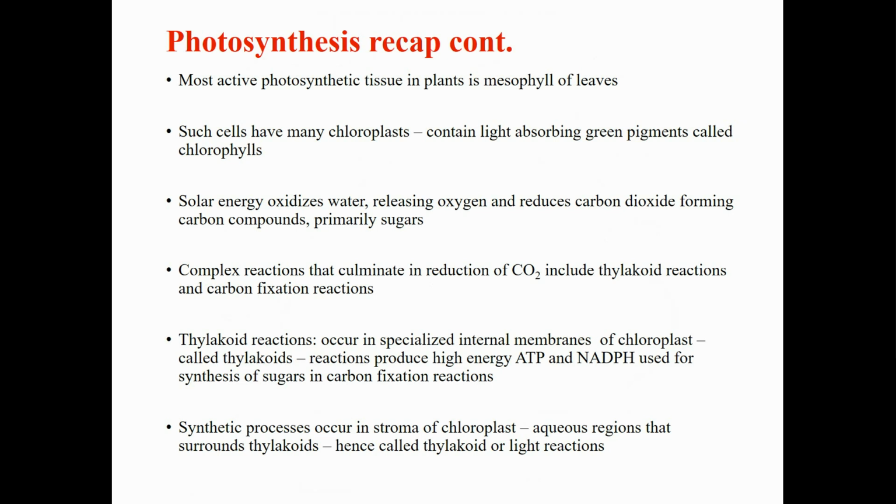But ultimately, from the section, you have palisade mesophyll, you have spongy mesophyll. In those mesophyll tissues, you have cells. In those cells, you have chloroplasts. In the chloroplasts are green pigments called chlorophyll. Why is chlorophyll green? They are green because they reflect the green wavelength. Remember, we're going to get to all of this. They reflect the green wavelength and they absorb the blues and the reds.